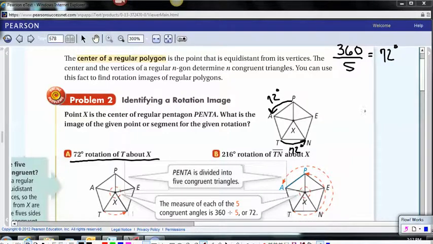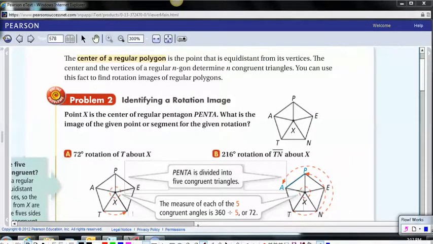After 144 degrees, what would it be? It would be E, wouldn't it? After 216 degrees, it would be P, wouldn't it? Okay? Every time you turn it once, you go 72 more degrees. 216 degree rotation of Tn about x.